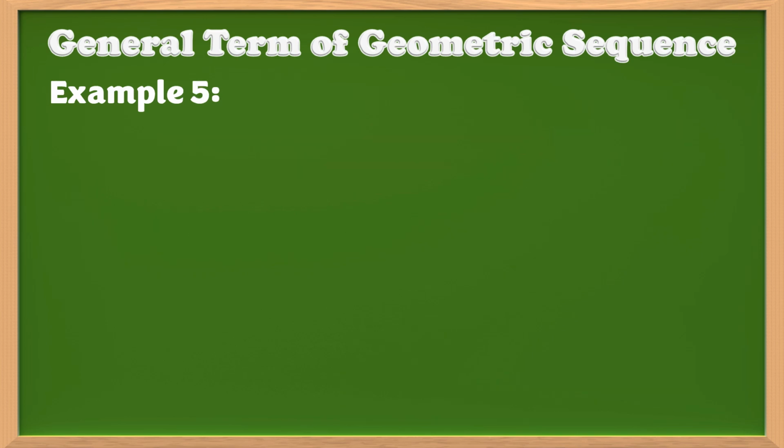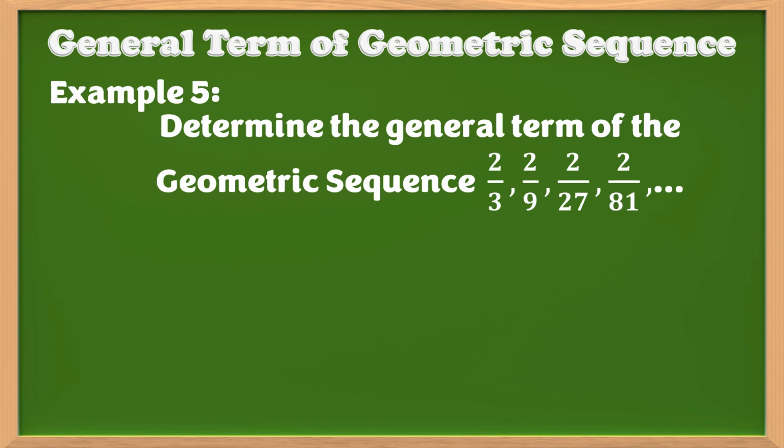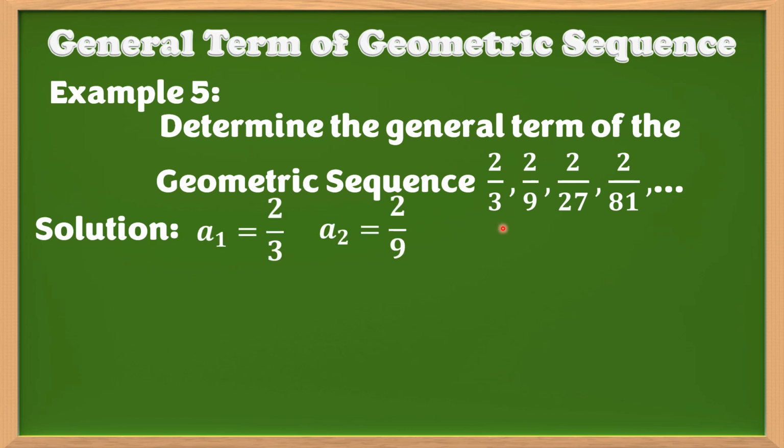Let us consider now example number 5. Determine the general term of the geometric sequence 2/3, 2 over 9, 2 over 27, 2 over 81, and so on. The first term of the given geometric sequence is 2/3, and the second term is 2 over 9. We're going to solve first for the value of r, or the common ratio, that is a sub 2 over a sub 1. A sub 2 is 2 over 9 and a sub 1 is 2 over 3. So r is equal to 2 over 9 all over 2 over 3.